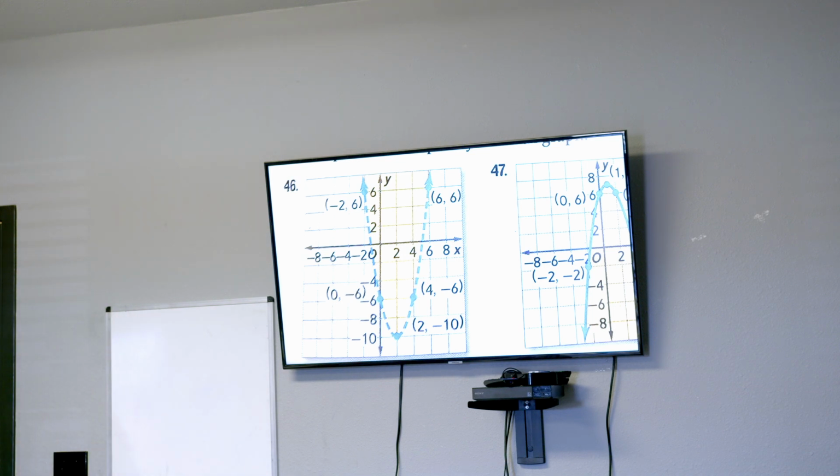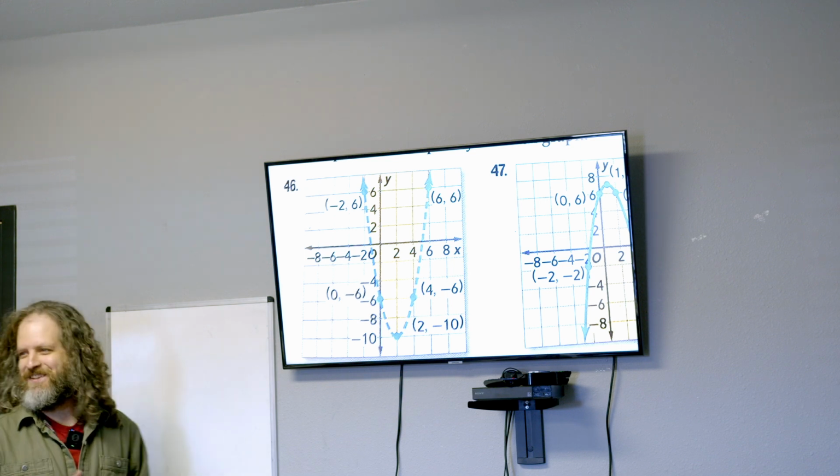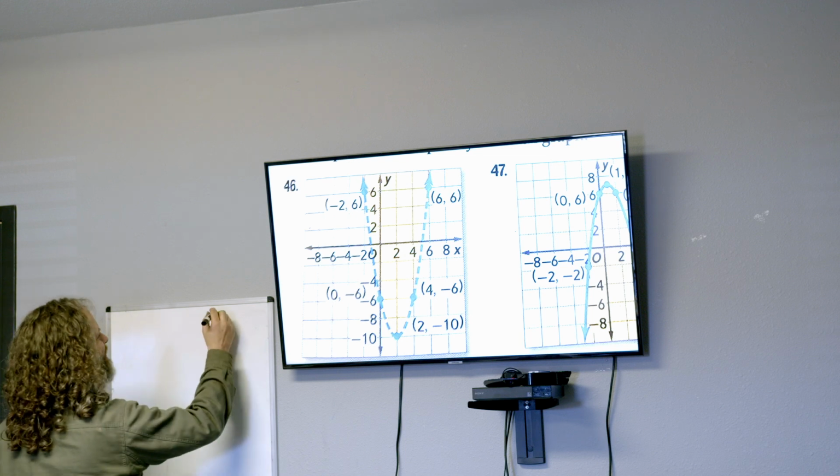Okay, what are you doing? So we're supposed to write a quadratic inequality for that graph. How can we do that? Give me something specific and let's see if we can do it. Which dot? Give me one dot. That's a great idea. What is the vertex of this parabola? 2, negative 10.